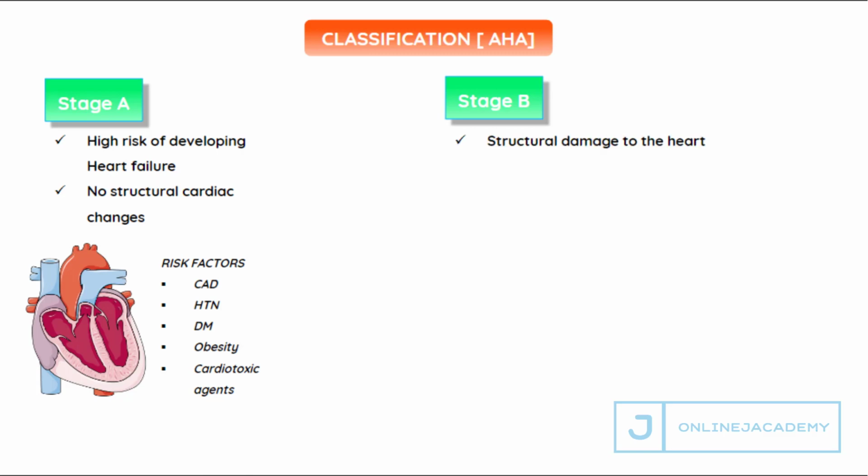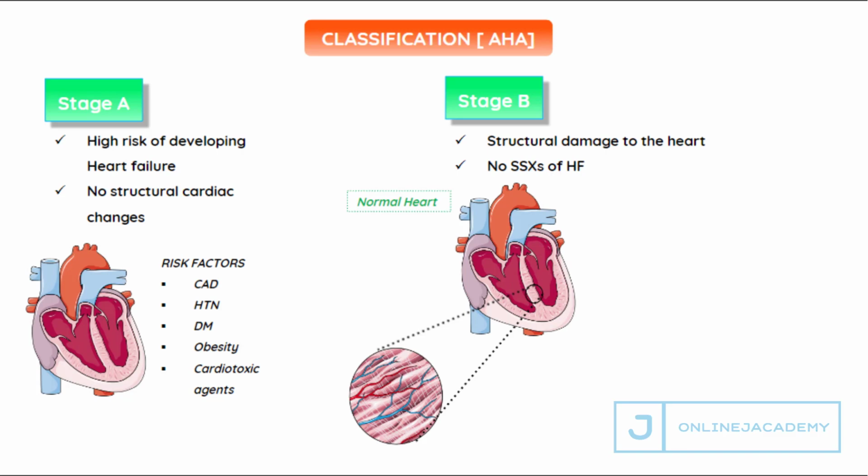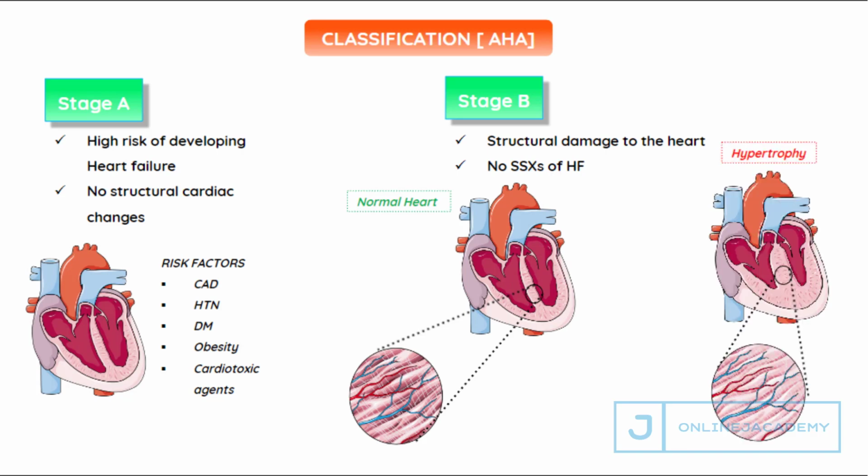And then with stage B, we do have structural damage to the heart. We're no longer talking about risk factors only. We have cardiac changes with structural damage to the heart, but we do not have signs or symptoms of heart failure. When we talk about structural damage to the heart, we're talking about hypertrophy, infarct scars, dilatation. So this is a normal heart, and this is a heart with hypertrophy, right? So these are structural damage to the heart.